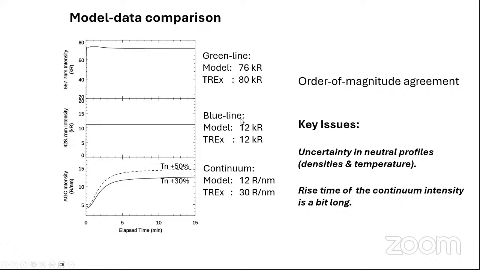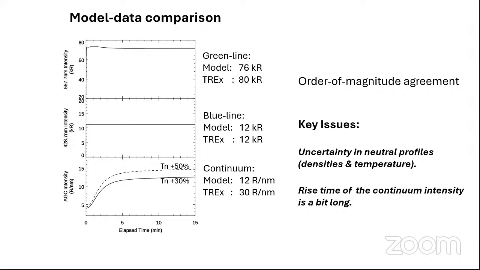So the meaningful thing is that the bottom panel, which shows the model NO2 continuum intensity, reaches about 12 rayleighs per nanometer in our model. And in the observations, the T-REX observation, as I said, is about 30 rayleighs per nanometer. So I think it's reasonable to say that our simulation achieved order of magnitude agreement with the observed intensity of our continuum structures.